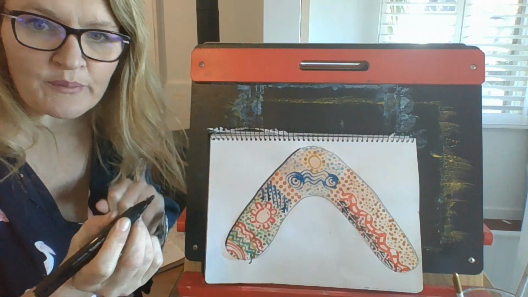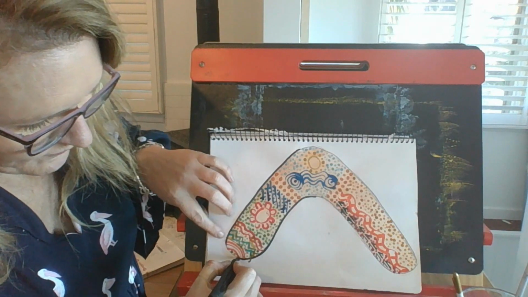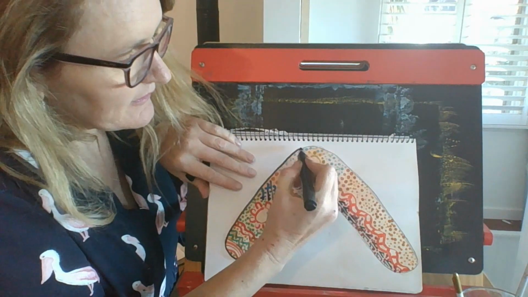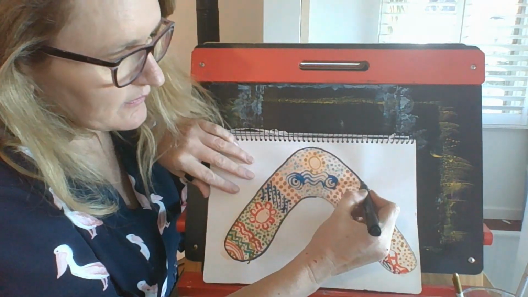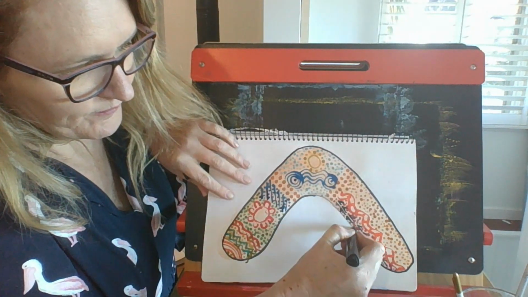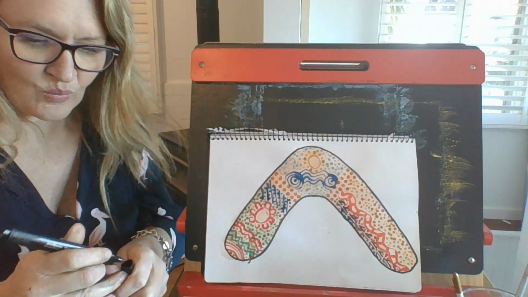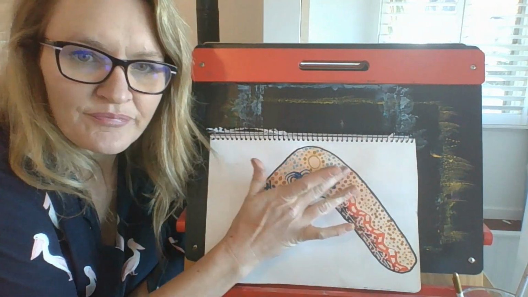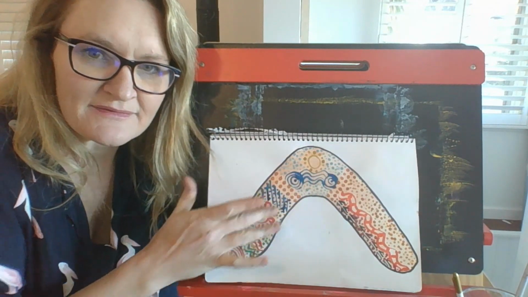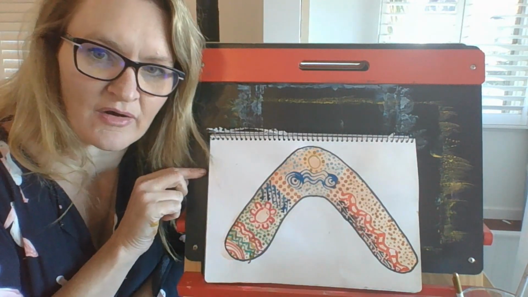So I'm using that whiteboard marker. Really important that your artwork's dry for this. Now you can see when it does dry, if you run your finger over, the dots are actually a little bit raised. So we've got a really nice authentic look there on our boomerangs.